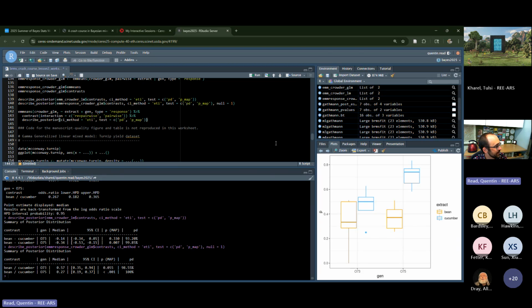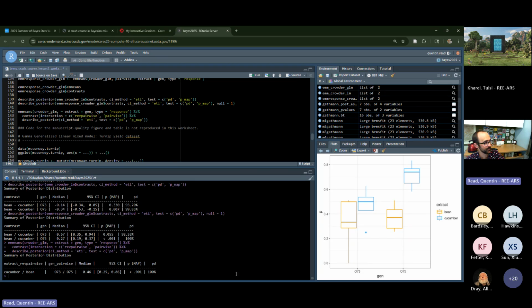And if you hit Control Enter, you see that. So this is the ratio of the two ratios. The effect of extract is basically only 46% as large in this genotype as it is in that genotype. And there's the credible interval. It's far from 1, so we have good evidence that this effect is weaker in this genotype than this genotype. And there's the p-value associated with that.